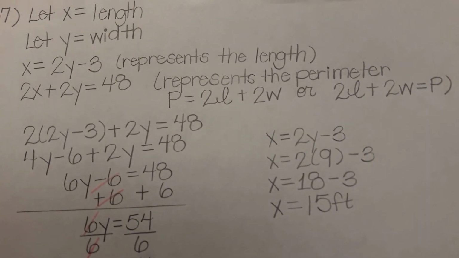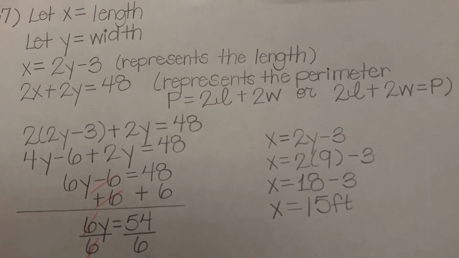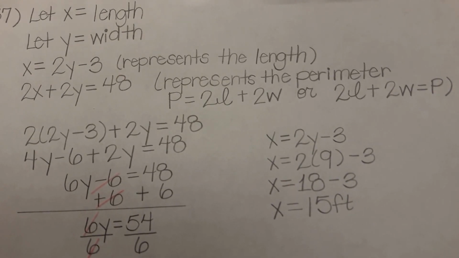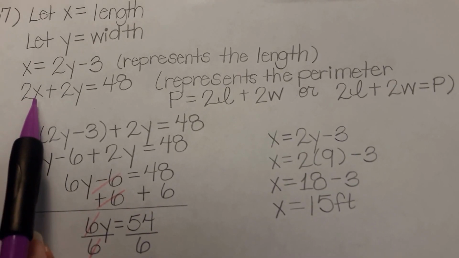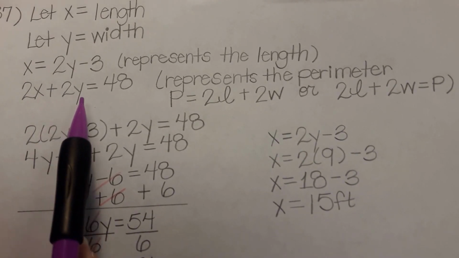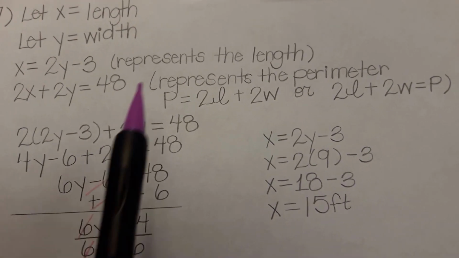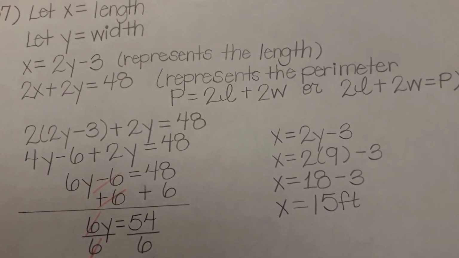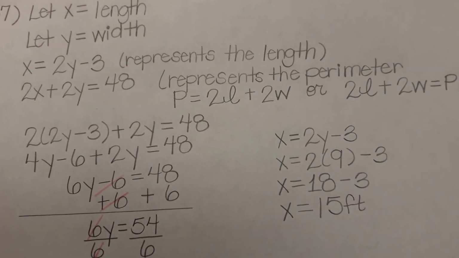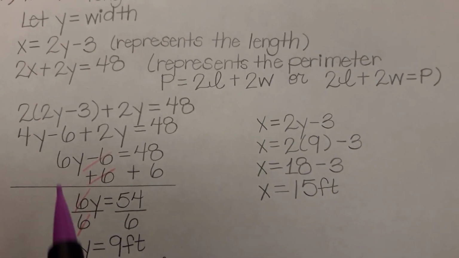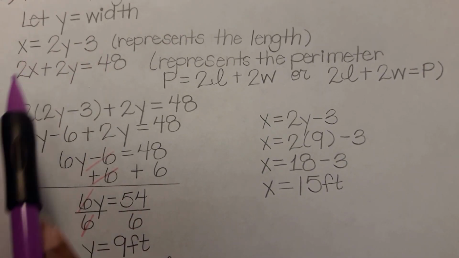Next part, I have to apply the perimeter formula. So this example is slightly different than the examples that we just did. Okay? We have to apply that perimeter formula. I know that if I take twice my length plus twice my width, it's going to give me a perimeter of 48. So that is my total.